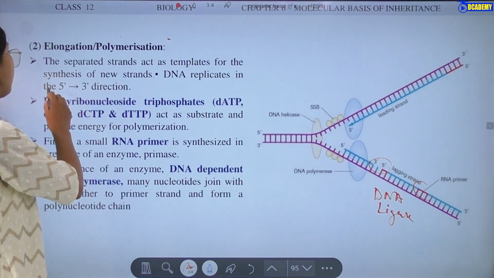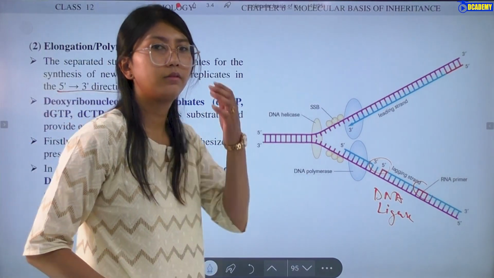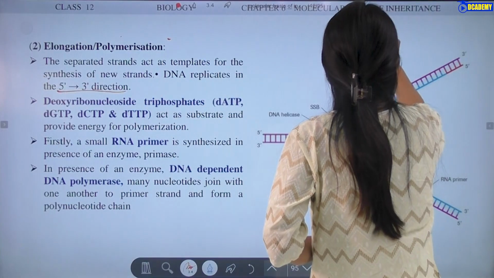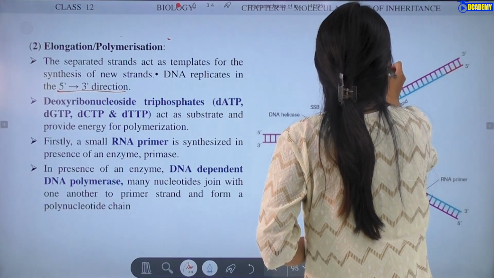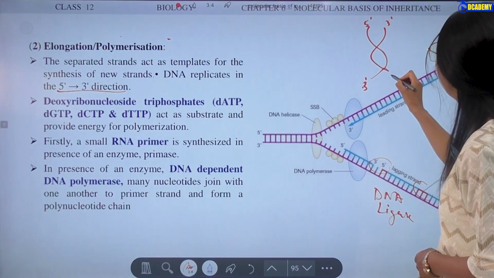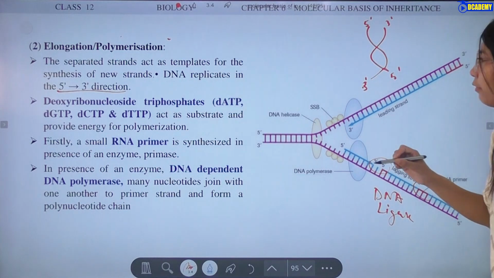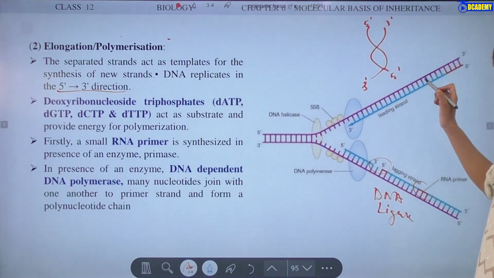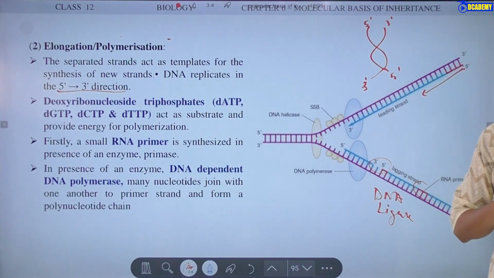The DNA replicates in the 5' to 3' direction. See, very important. The direction of the DNA strand: one end is 5' and the other end is 3'. DNA replication always happens in the 5' to 3' direction.